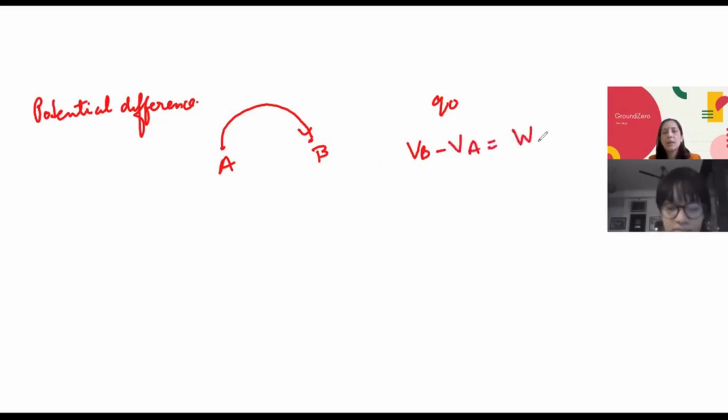And what is the work done by the external agent, right? In moving the point from A to B upon the test charge Q naught, right? So that is the potential difference.